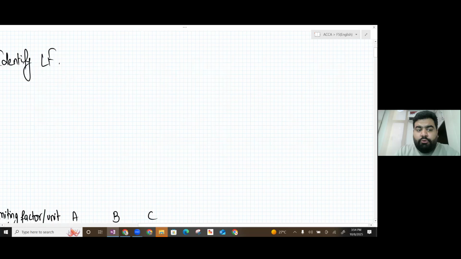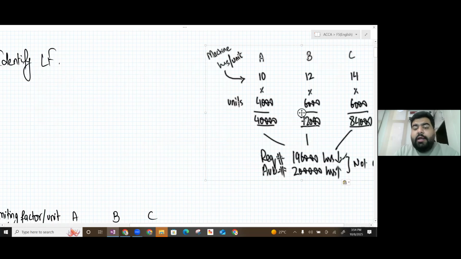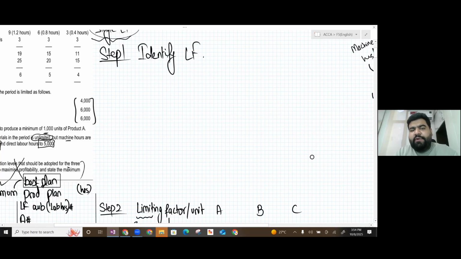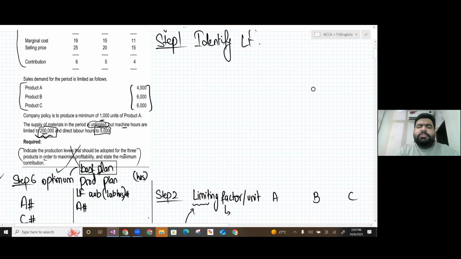But let us calculate for labor as well, whether it's the limiting factor or not. We are confirmed that if machine hours is not the limiting factor, then labor is the limiting factor. But let's calculate so that you can do proper questions after understanding.